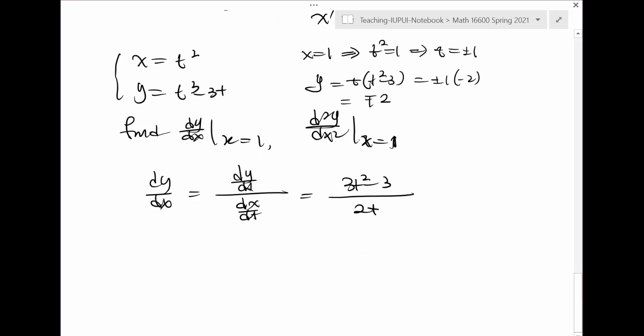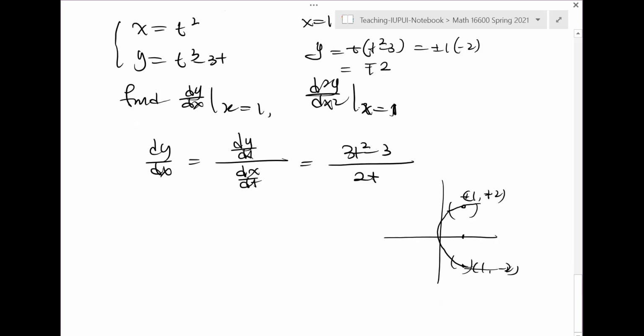Now, what does that mean? That means when x equals 1, the y value is negative 2 or positive 2, right? Here 1 and positive 2, and here 1 and negative 2. So the graph maybe looks like that. Either you take this piece or that piece to find the derivative. So there are two possible solutions.